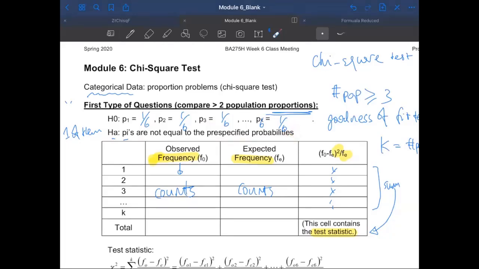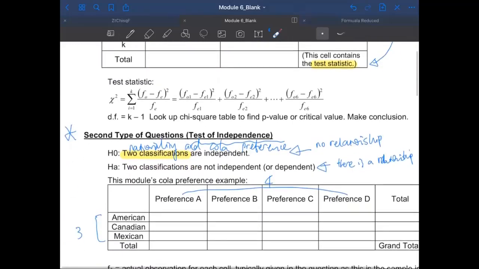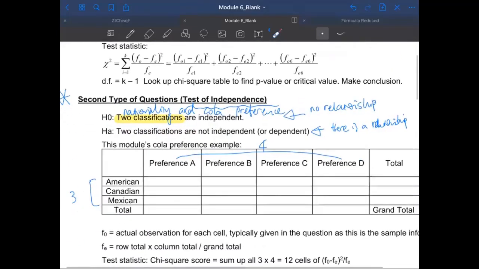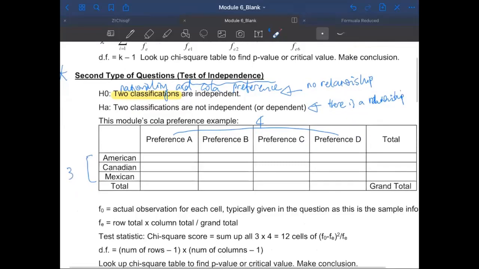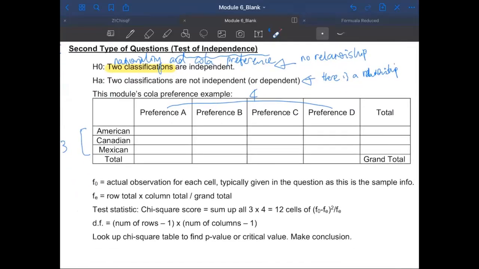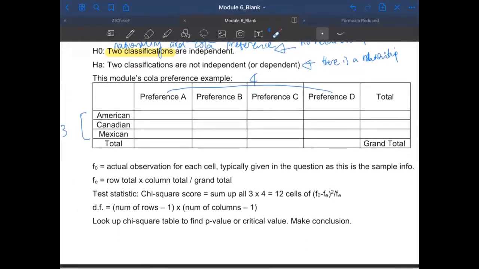So this is the second rule I taught you in this class. The first rule about finding the null and alternative is to go after the research question. But after the midterm, for all the tests we learn, you can use this: there's no relationship versus there is a relationship, to help you figure out a null and alternative. Right? Okay.